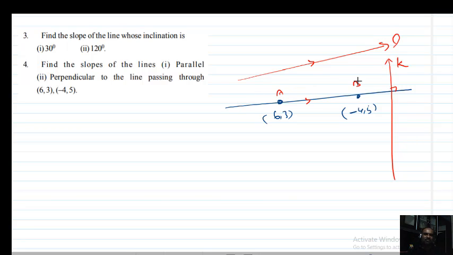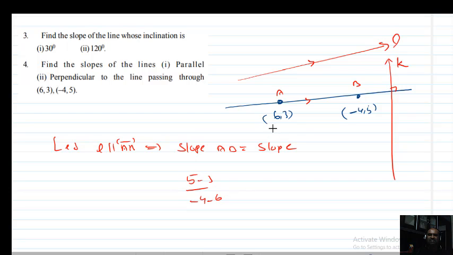So this is AB. Okay, let L is parallel to AB implies slope of AB equal to slope of L. One minute, I wrote spelling wrong here. Okay, the slope of AB means, what is that? (5 minus 3) by (minus 4 minus 6). This is x1 y1. So this is x2 y2. (y2 minus y1) by (x2 minus x1) equal to slope of L.